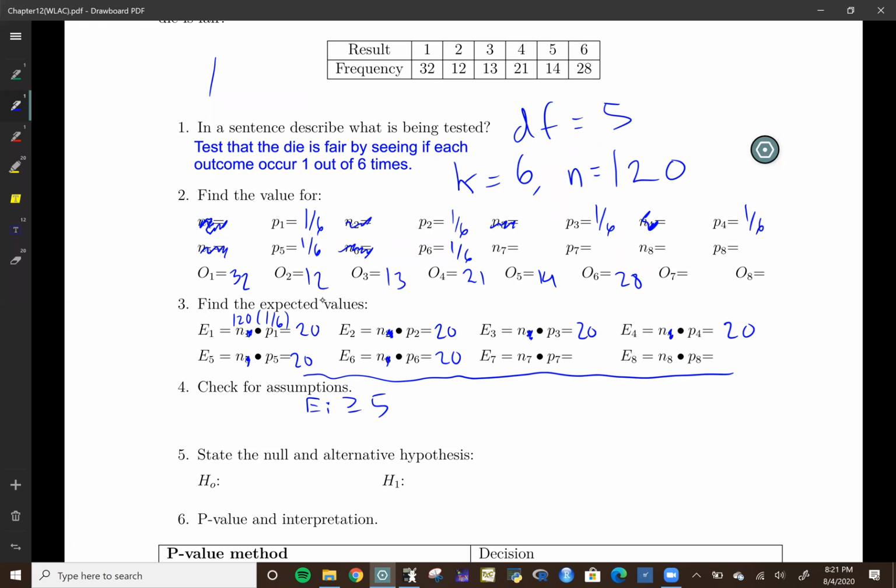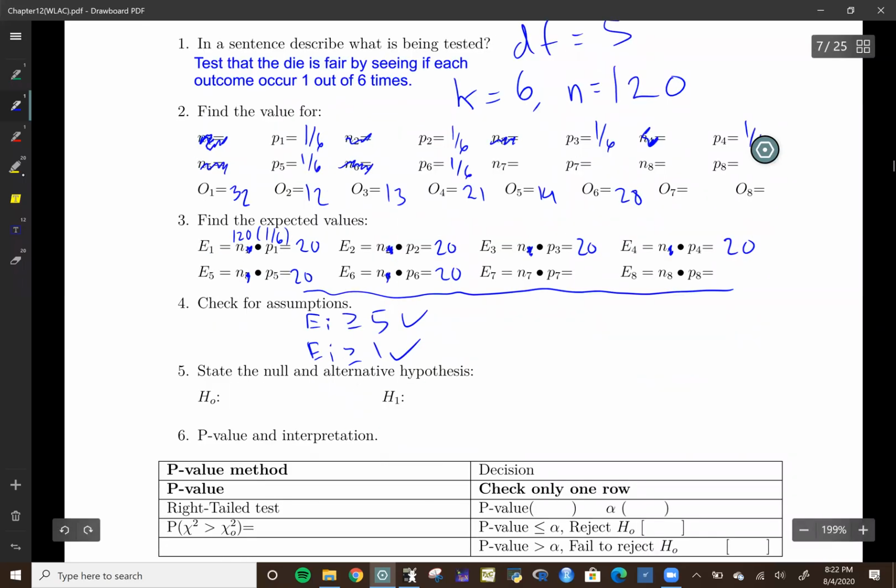Cool. So if this one passed, that means this one will also pass, because if all of them are greater than 5, then all of them are also greater than 1. All right, so let's do the null and the alternate hypothesis.